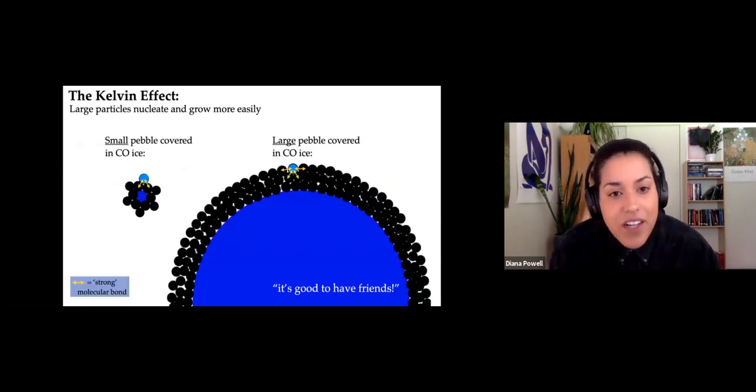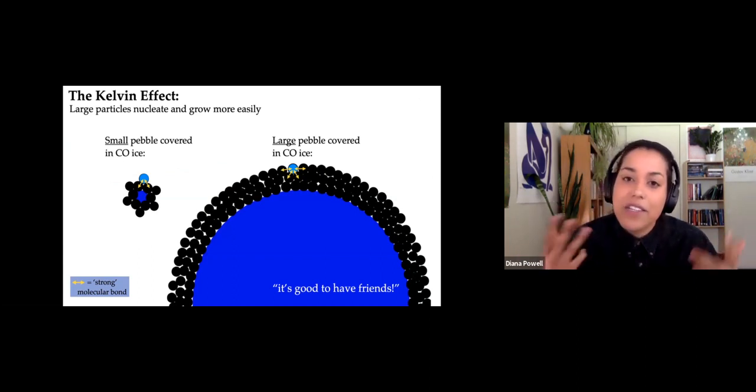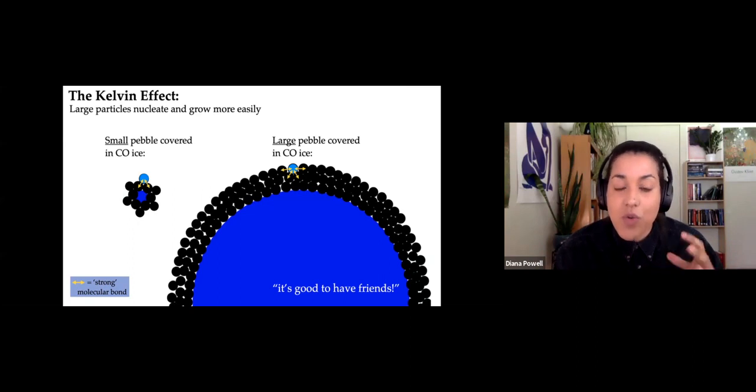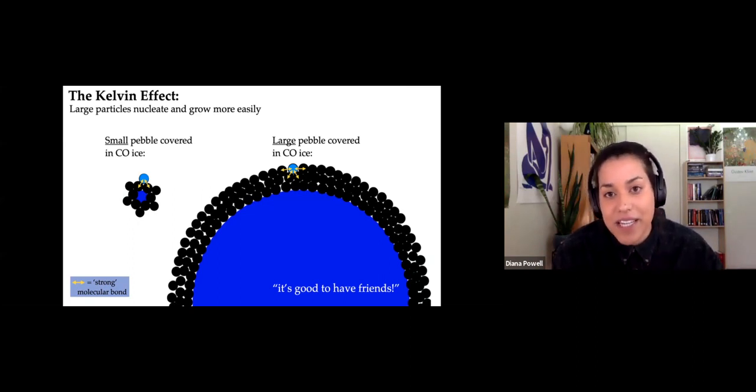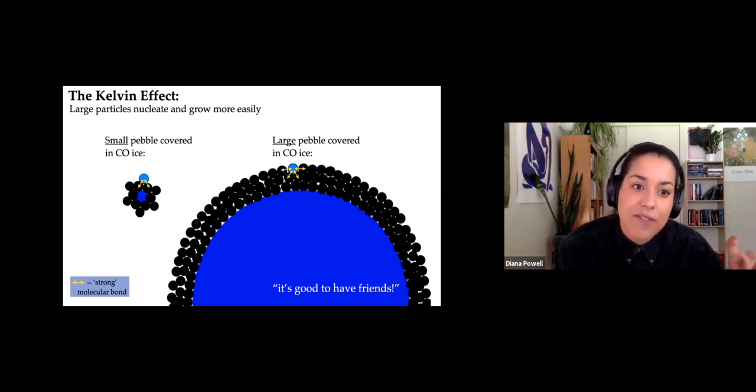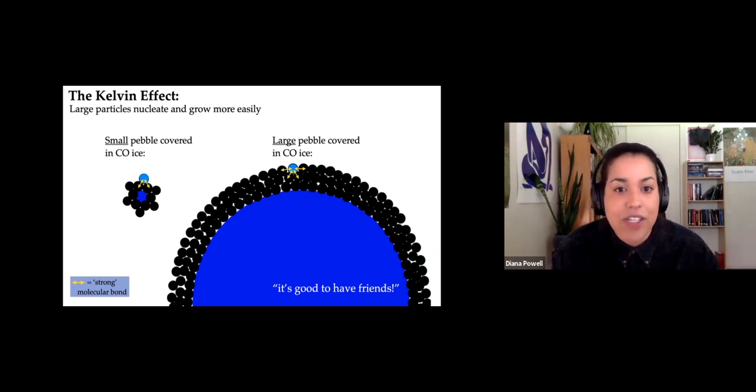And in particular, the nucleation and growth processes in the ice formation scheme that I use include the Kelvin effect, which quantifies the stability of ice particles through considering the strength of the molecular surface bonds. So I like to think about this effect in terms of geometry, where an ice molecule on the surface of a small grain will not be able to molecularly bond to as many neighbors as it would on a large particle. And so in short, the Kelvin effect causes large particles to nucleate and grow more easily.